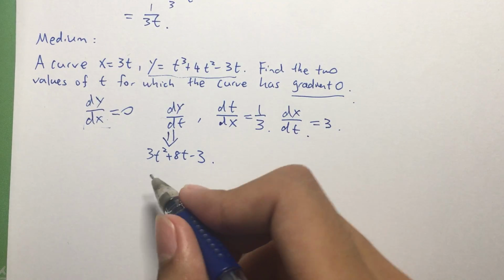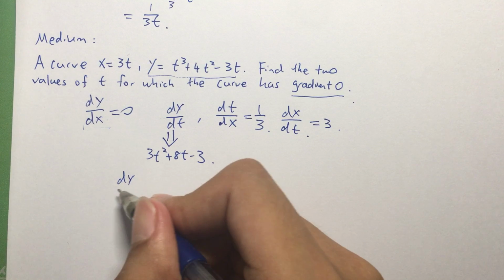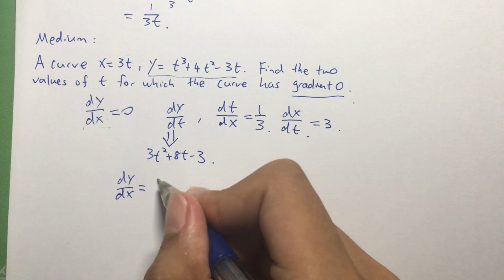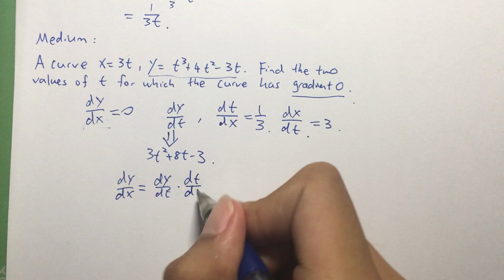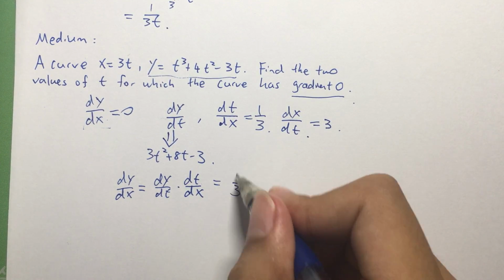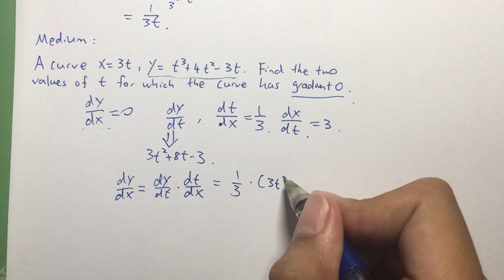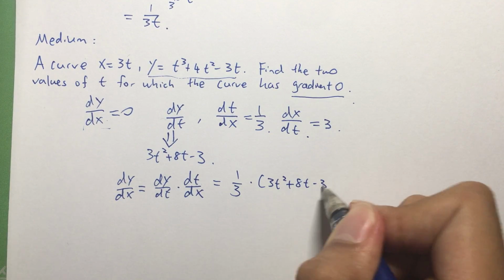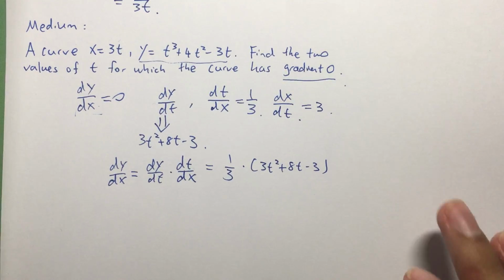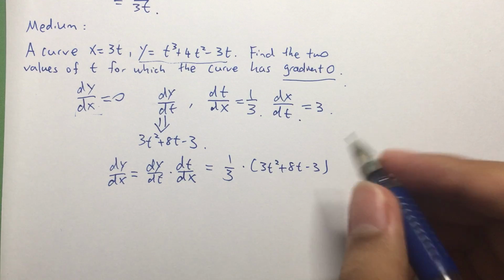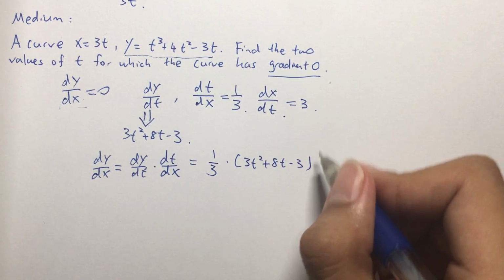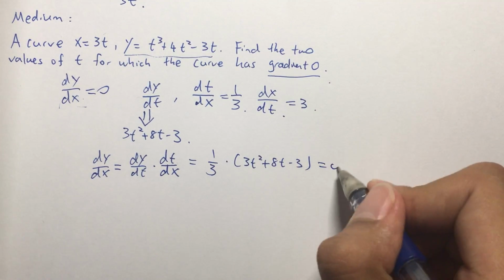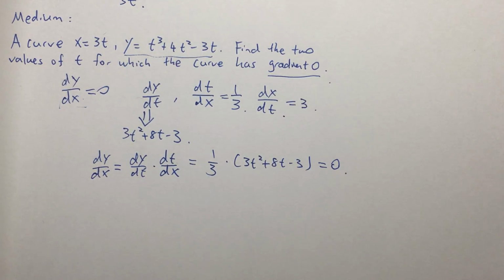And now we have dy over dx equals dy over dt times dt over dx, which is equal to a third times 3t squared plus 8t minus 3. This is not the final answer, just a part of it. And it is equal to 0 because the gradient is equal to 0.